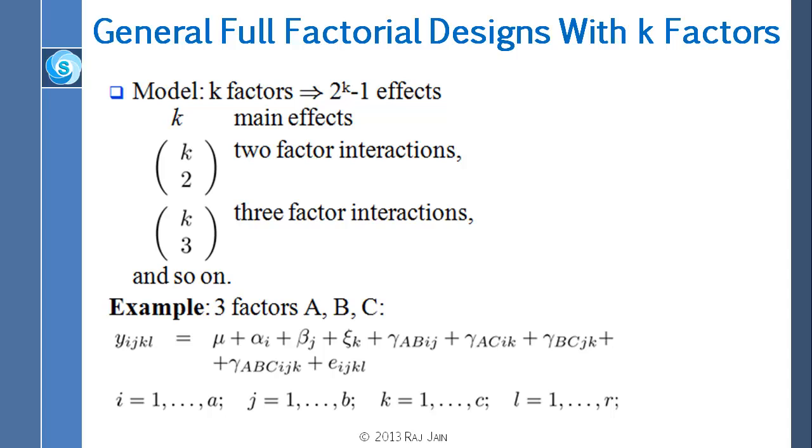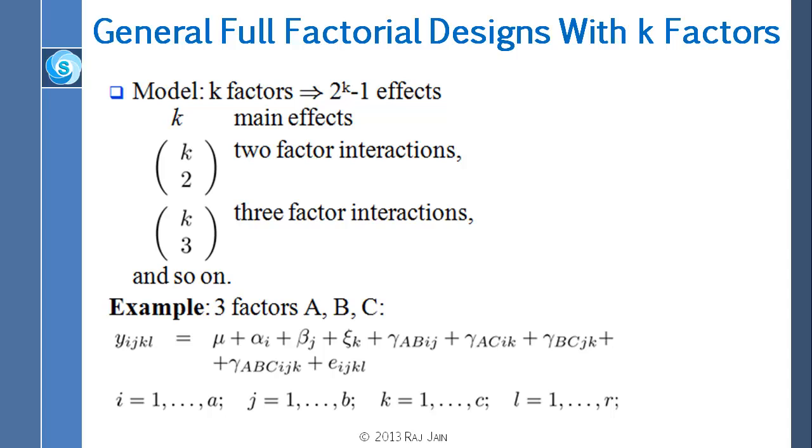So first, let's go into a general k-factor design. With 2 factors you just had one interaction, which was alpha, beta, and then the interaction was gamma. But if you have 3 factors, then you will have an overall mean, then 3 main effects, and then 4 interactions. You will have AB, AC, BC, and ABC. Out of that, AB, AC, BC are 2-factor interactions, and ABC is a 3-factor interaction.